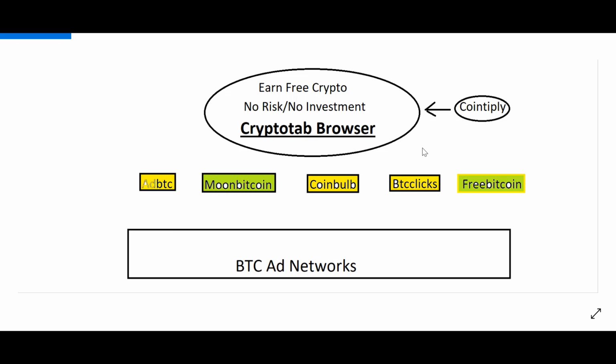But track your advertising. Make sure you use a customized link from the CryptoTab browser. Use that special link, and when you place an ad with BTCClicks or CoinBulb or AdBTC, make sure that you use a new link for that so you can track your results. Because remember, the name of the game is not just referrals, it's active referrals. And then of course, once you move up from here, I would start going to the BTC ad networks, and that for sure is a game changer.